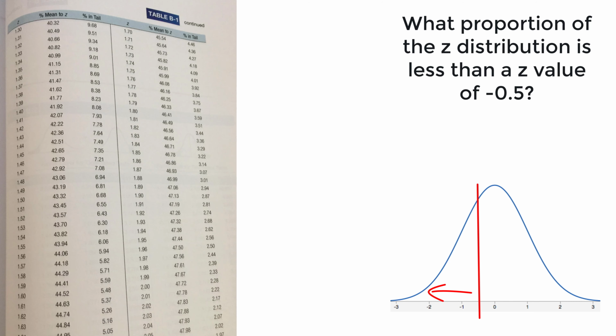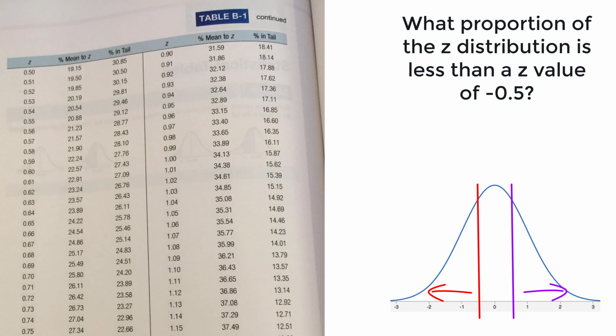But we know that the distribution is symmetrical. The area less than negative 0.5 will be the same as the area greater than positive 0.5. So on the table, what I'm going to look up is positive 0.5. I'll look down the Z column, and on the second page, I'll find the row where Z equals 0.5. The area in the tail is 30.85%.